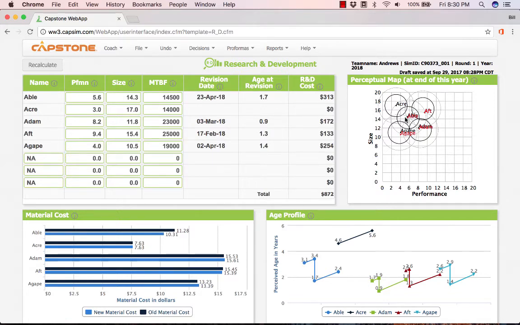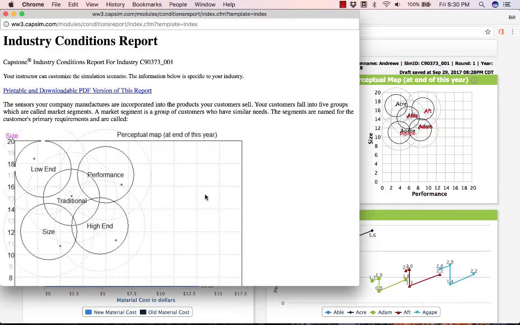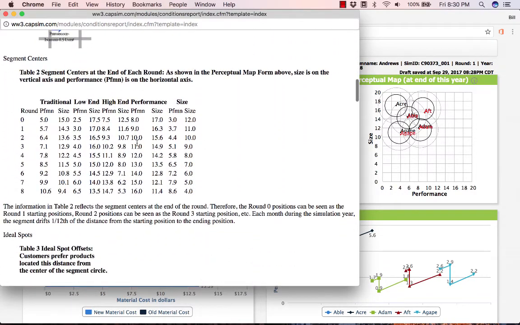Well, I'm going to want to develop new products. So I'm going to do that in the very first round. I'm just going to develop one additional product, and I'm going to call that product Apple. Okay, that's a real original name, isn't it? APPLE, there we go. And I know that there's no way that Apple is going to come out in 2018. It's going to have to come out in 2019. So I am going to go to my industry conditions report, and I'm going to want to see where that segment circle is going to be in round 2?